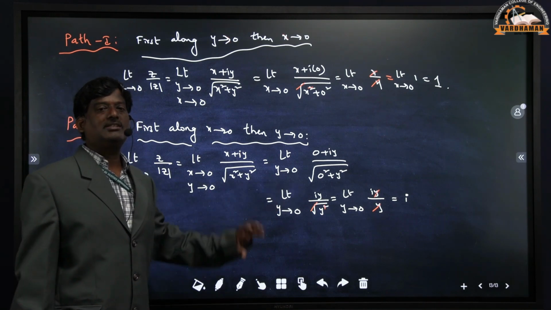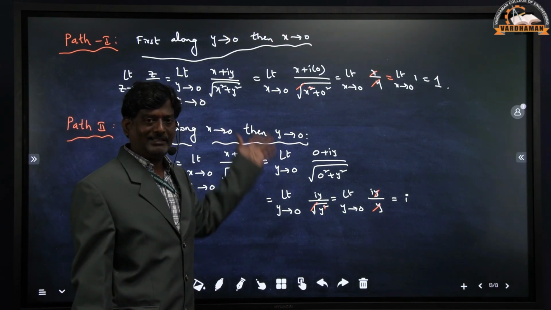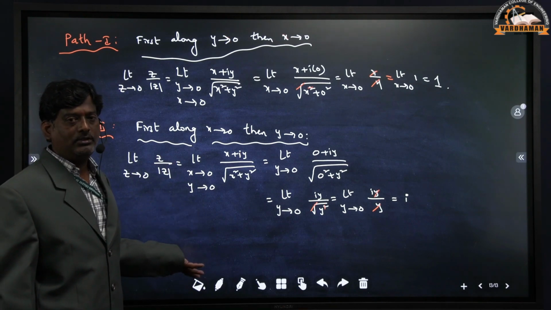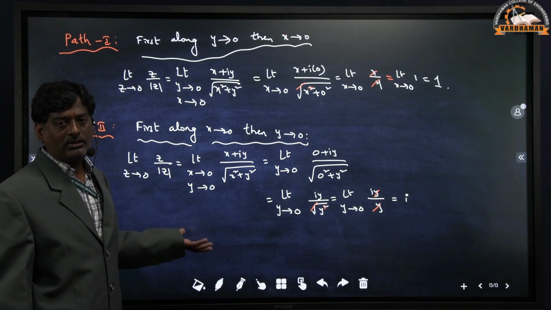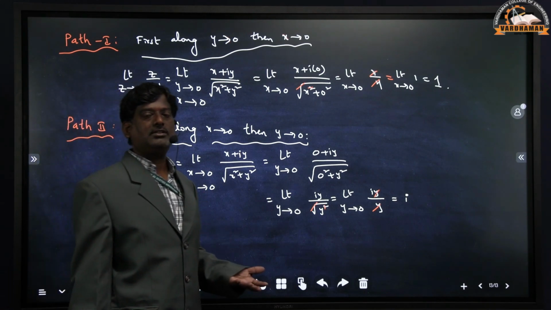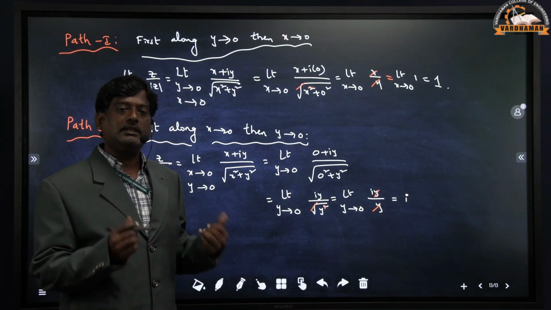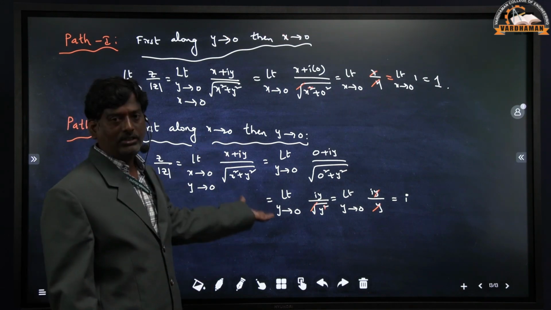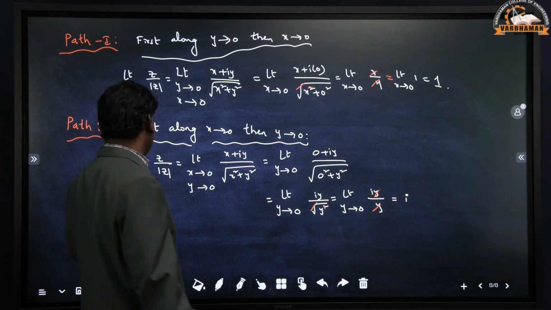That means the limits are not equal. Different paths have different limit values. Therefore the limit does not exist, which means the given function is not continuous. If the limit does not exist, or if the limit value and function value are not equal, in all these cases you can say the function is not continuous. Here the limit is not equal, therefore the function is not continuous.